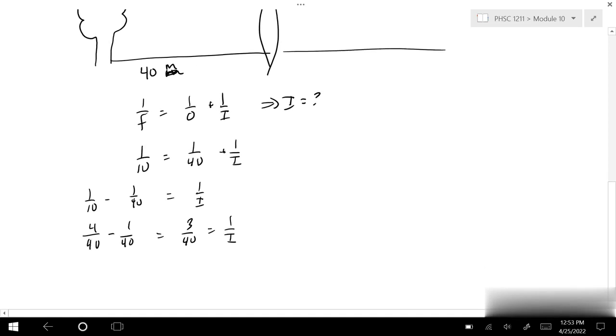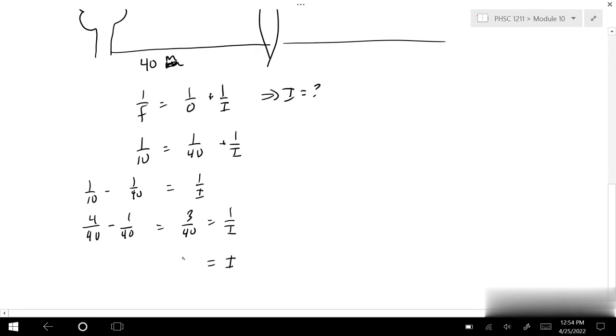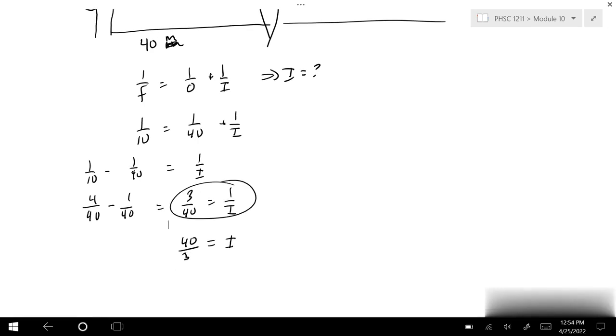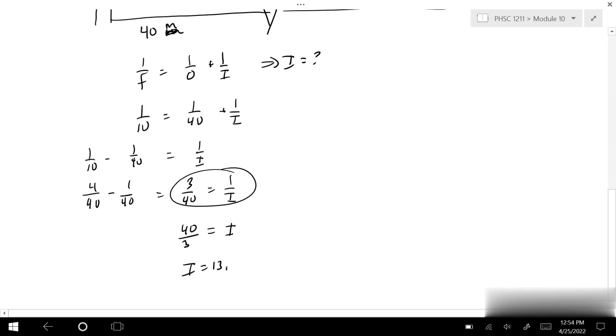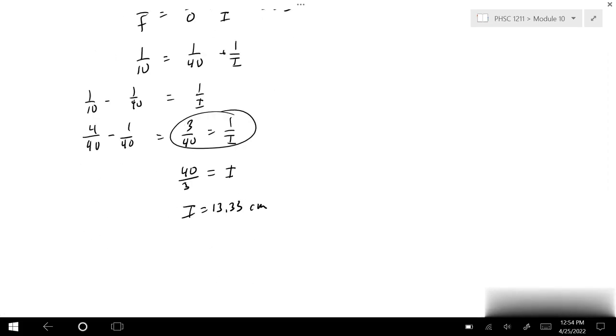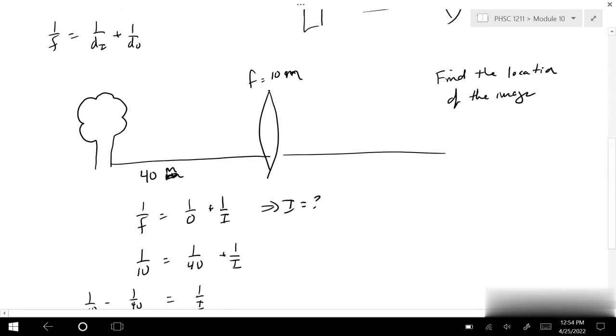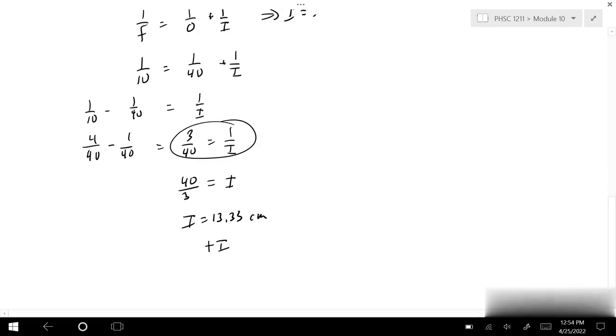Now this is where people have problems with the algebra. I need to flip this whole thing, so I is equal to 40 over 3. I'm flipping both fractions here. If I take 40 over 3, I get, I'm sorry, 13.3333. So my I is equal to 13.33 centimeters. Now this is where optics gets a little crazy. This is a positive I, and so it is actually real. So let me back up here. This is real, so it's where light should go.